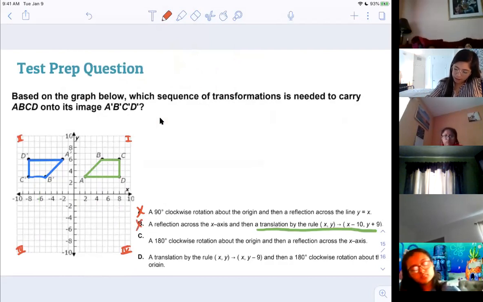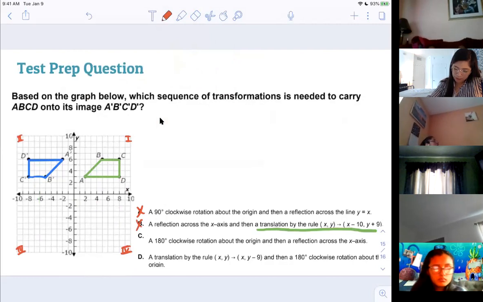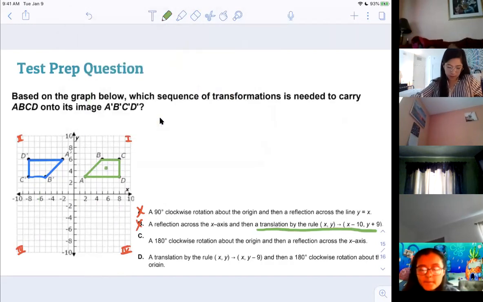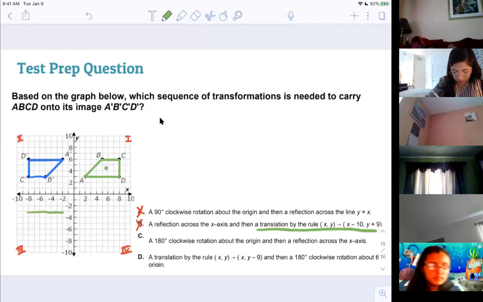A 180 clockwise rotation and then a reflection across the y-axis. Okay. If I go 180 degrees, where will I end up? Quadrant 3. Quadrant 3, precisely. Okay, so for this, I would definitely want to visualize it first, but I think it's going to look this way, something like that.